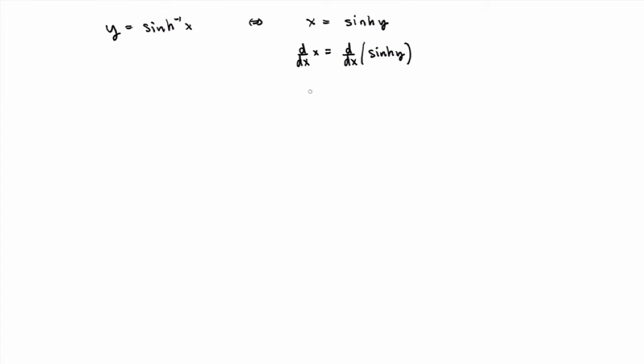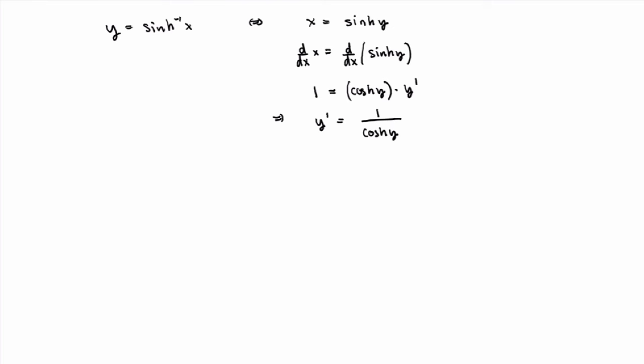On the left-hand side, I get 1. On the right-hand side, I have to use the chain rule. So I first get hyperbolic cosine of y times the derivative of y, which is y prime. And y prime is what I'm trying to calculate. So I conclude that y prime is equal to 1 over hyperbolic cosine of y. But that's not the end of the story. Just as for trig functions, what we want to do here is rewrite that in terms of x.